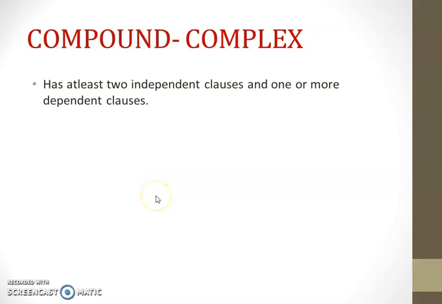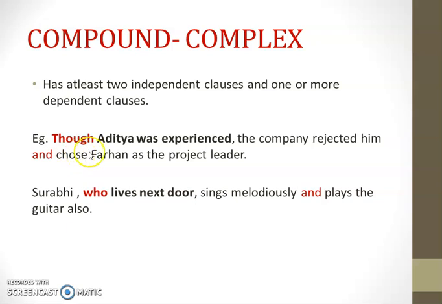So how do we frame such sentences? Let's take examples. "Though Aditya was experienced, the company rejected him and chose Farhan as the project leader." So here I have given the subordinate clause in bold letters. "Though Aditya was experienced." The subordinating conjunction is "though". The rest of it, "the company rejected him", that is one independent clause. "Chose Farhan as the project leader" is the second independent clause.